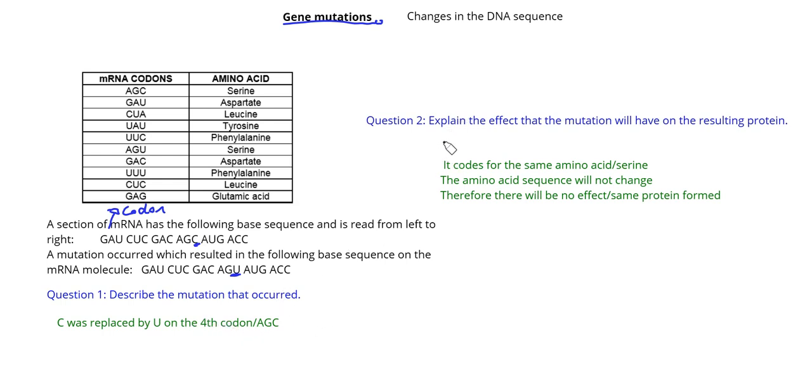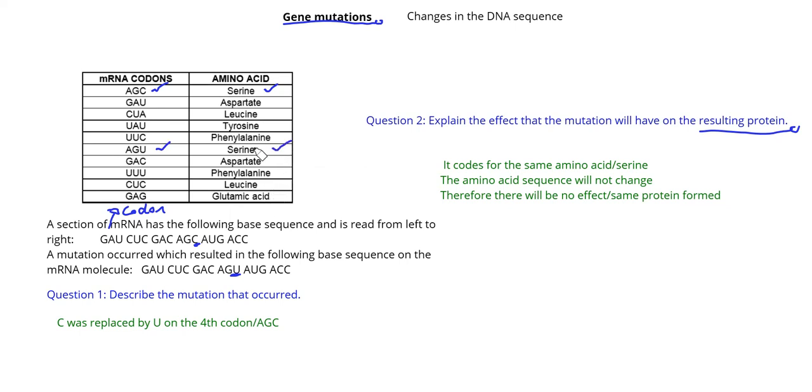Now, what effect does this mutation have on the resulting protein? This is the common question that comes asking you. What you can see is that we have AGC, then AGU. You go to the table that you are given. We look for AGC. AGC is here. What does it code for? It codes for serine. Then AGU is here. What does it code for? It codes for serine.